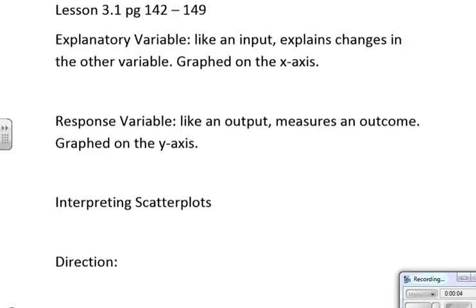Hello, starting chapter 3, section 3.1. We're going to cover it in two lessons, today and on Wednesday.